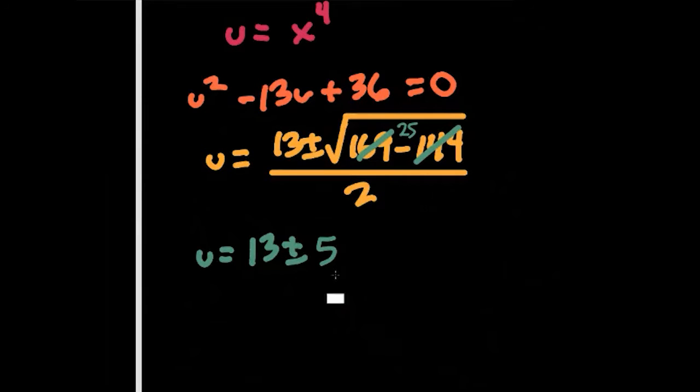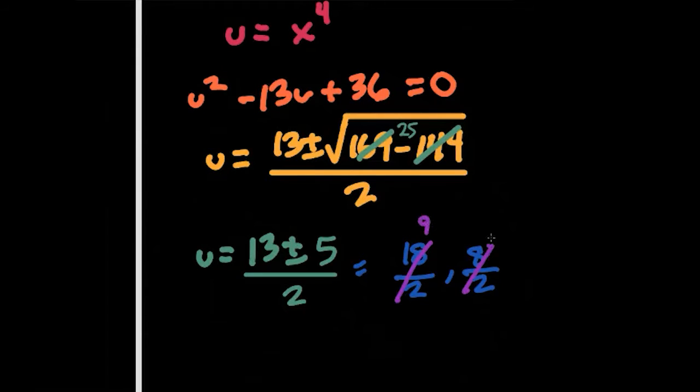And then this is going to be divided by 2. So you're going to have 13 plus 5 divided by 2, which is 18 divided by 2, as well as 13 minus 5 over 2, which is 8 over 2. So your 2 answers are going to be 9 and 4. So it's 9 and this is 4.